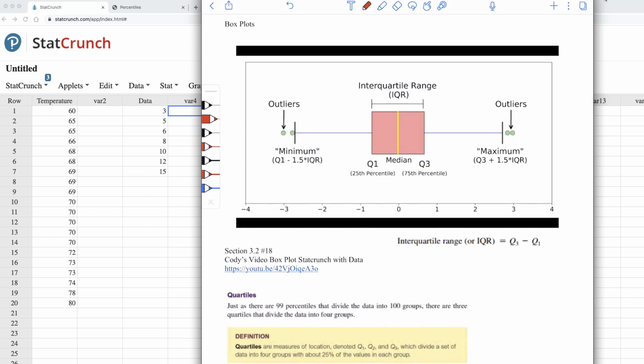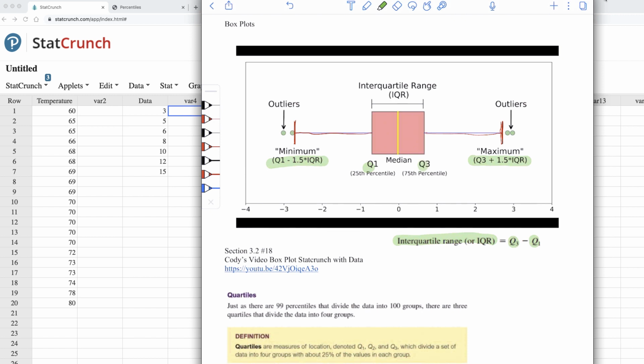Then it has these what we call whiskers coming off. They come off the side and they go to this point here. And they come off the side and they go to this point here. Now that point is calculated by this. We call this the minimum. It'll be the quartile 1 minus 1.5 times the interquartile range. And this would be the maximum. It's quartile 3 plus 1.5 times the interquartile range. What's the interquartile range? It's the quartile 3 minus quartile 1. So it's the difference between these two up here.